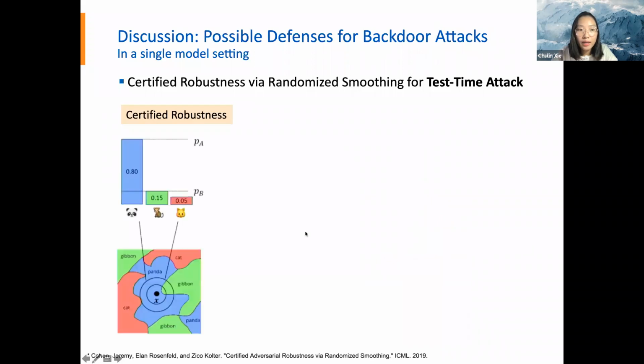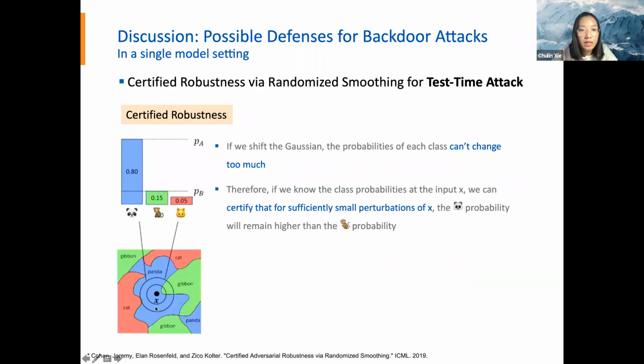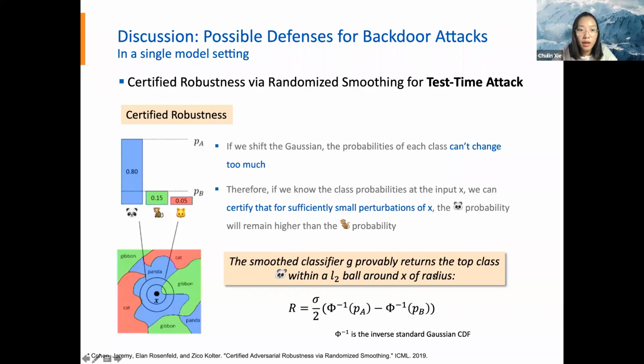In particular, there is a motivation: if we shift the Gaussian, the probability of each class can't change too much. Therefore, if we know the class probabilities at the input X, we can certify that for a sufficiently small perturbation of X, the panda's probability will remain higher than the monkey's probability. So the following result can be proved: given that pA is the probability of the top class, pB is the runner-up class probability, and sigma is the standard deviation of the Gaussian noise, the smooth classifier G provably returns the top class panda within an L2 ball around X of this radius.